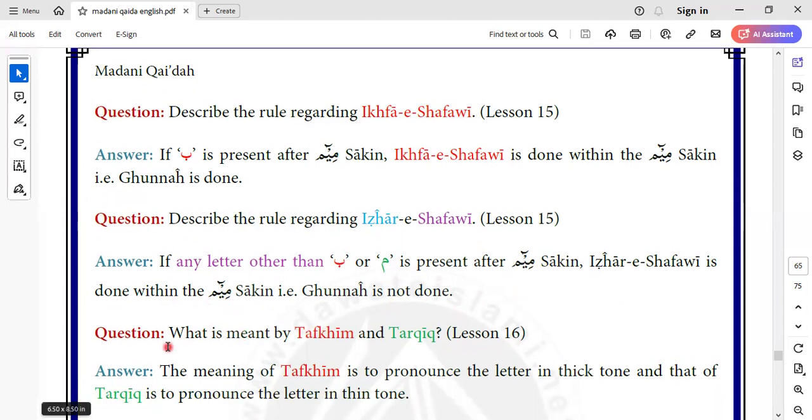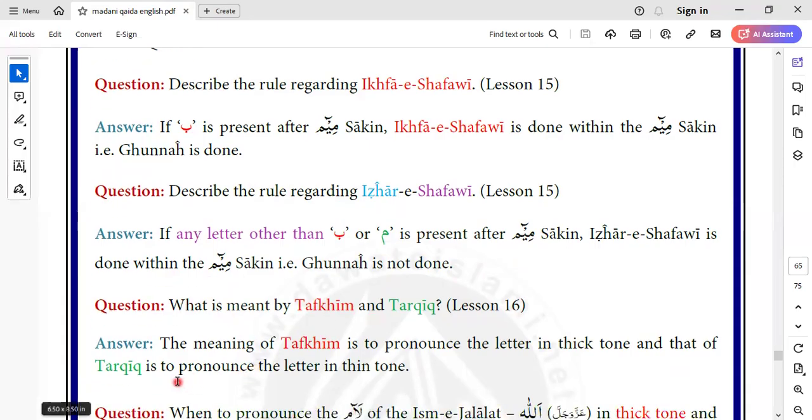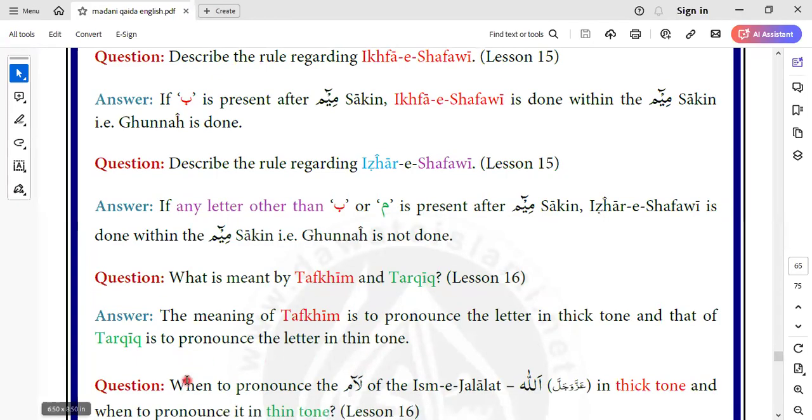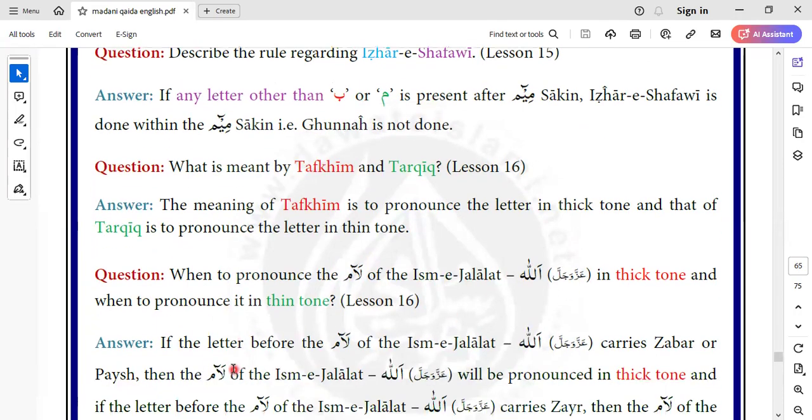Question. What is meant by takhfim and tarqiq? Answer. The meaning of takhfim is to pronounce the letter in a thick tone, and that of tarqiq is to pronounce the letter in a thin tone. Question. When to pronounce the lam of the Isme Jalalat Allah Azza wa Jal in a thick tone, and when to pronounce it in a thin tone? Answer.